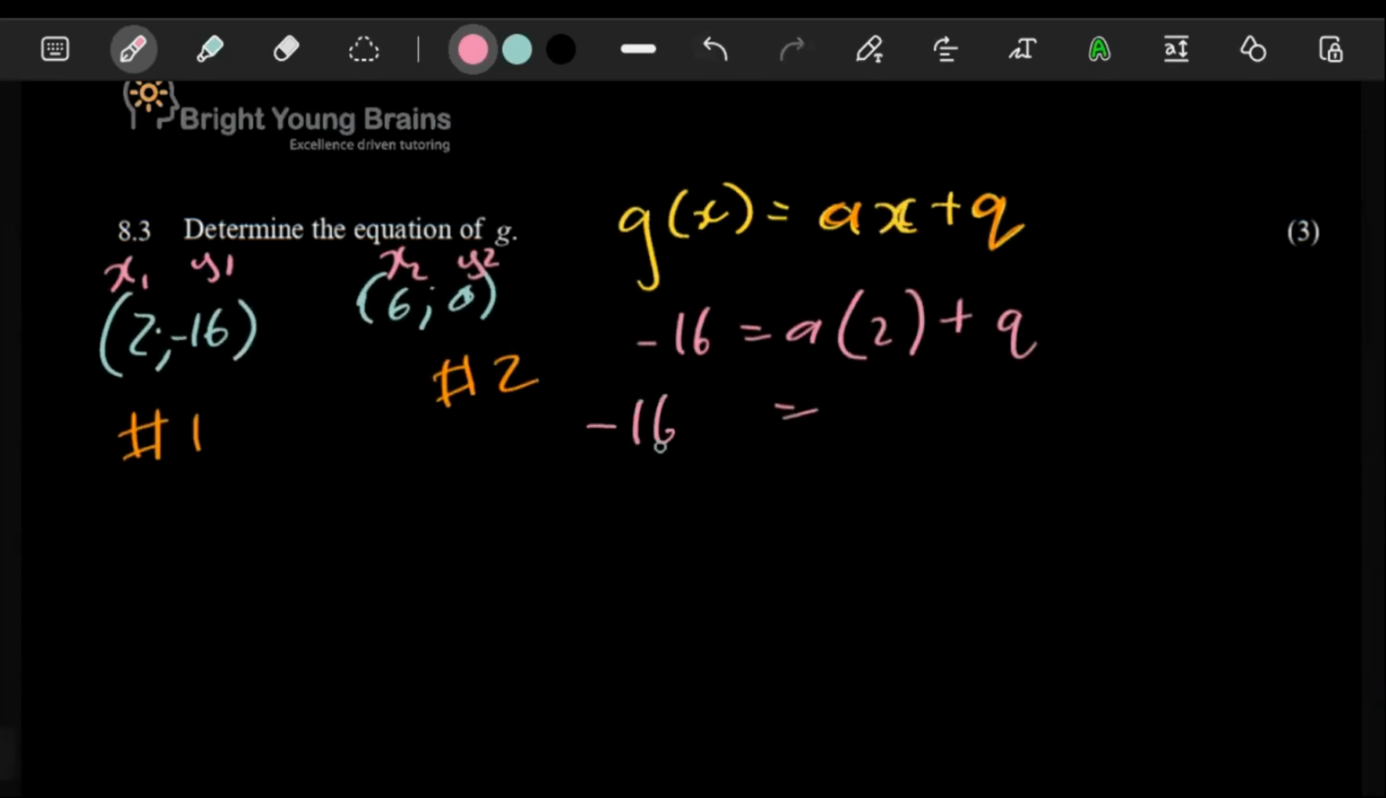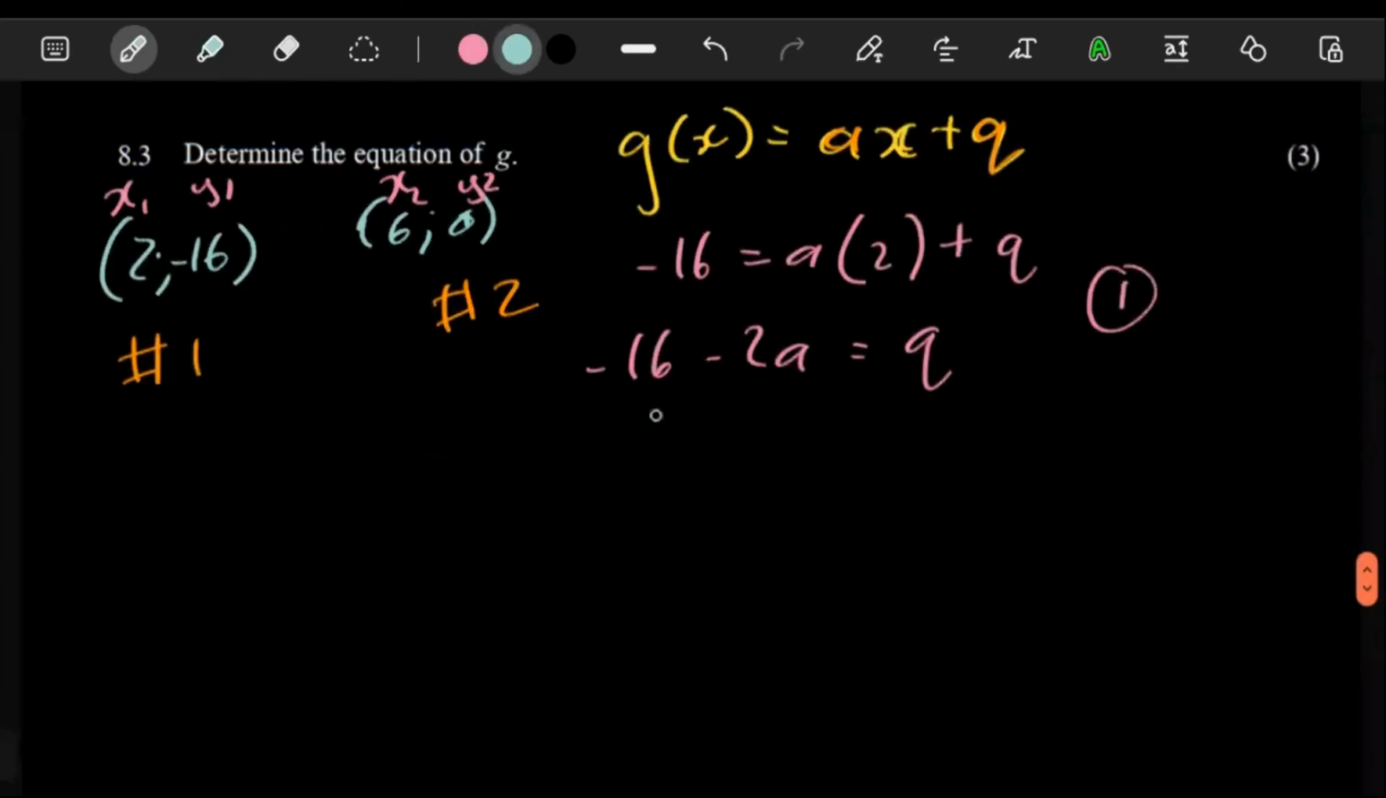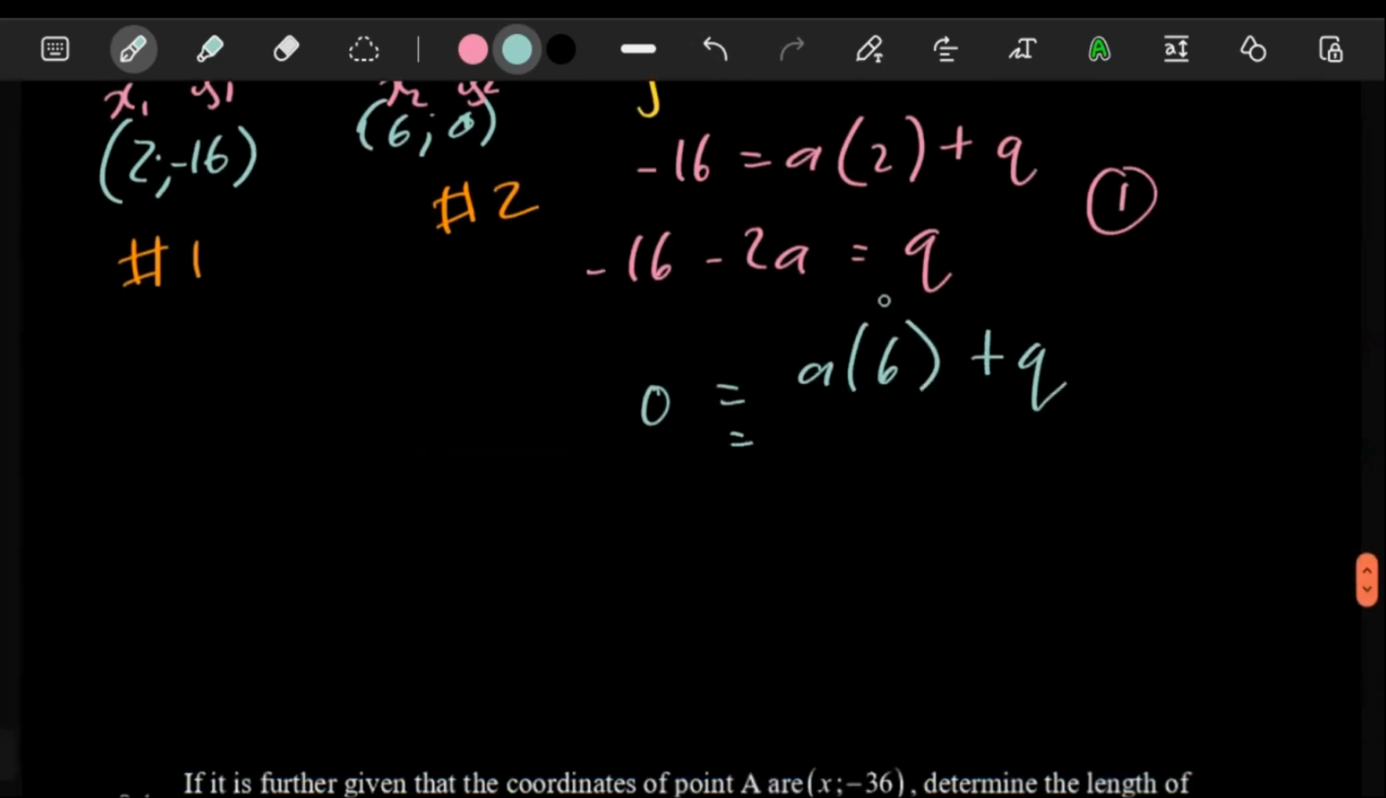This is going to be negative 16 plus 2a. Let me just wrap this out here. Move this to the left. Negative 16 minus 2a equal to q. We can label this equation number 1. Equation number 2, we will have these coordinates, y as 0, and then a as the x value is 6. So times 6 over there. And then, again, we can actually take the negative 6a to the other side, and label this equation number 2.